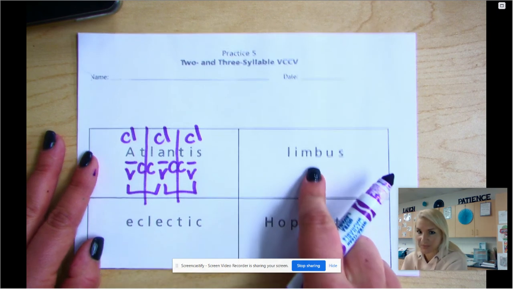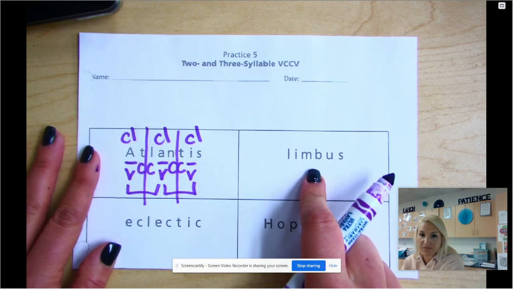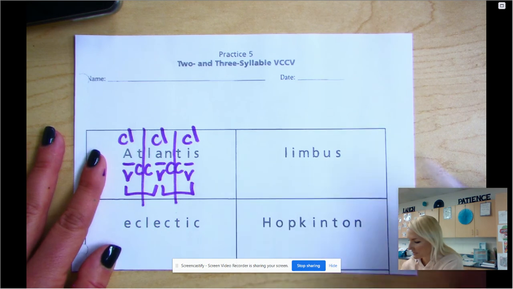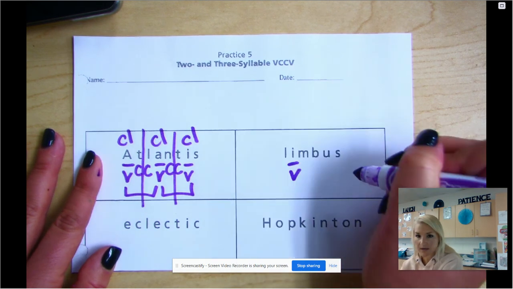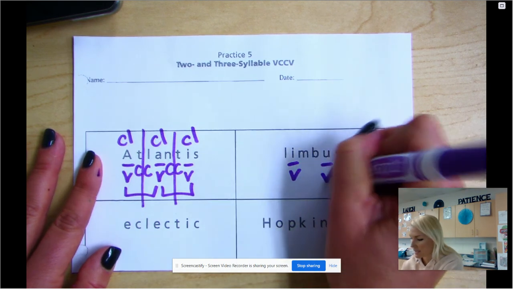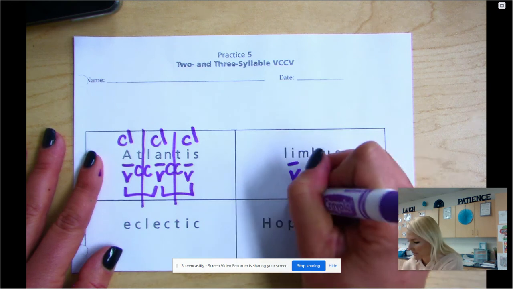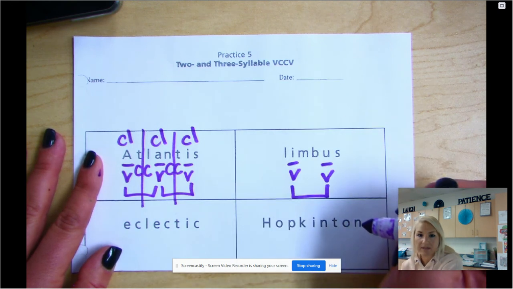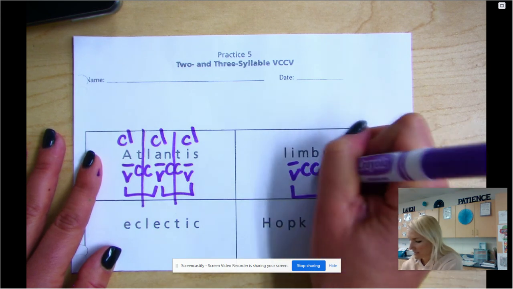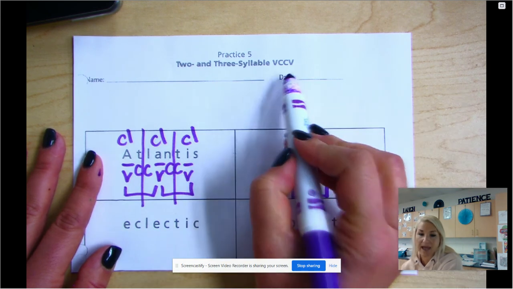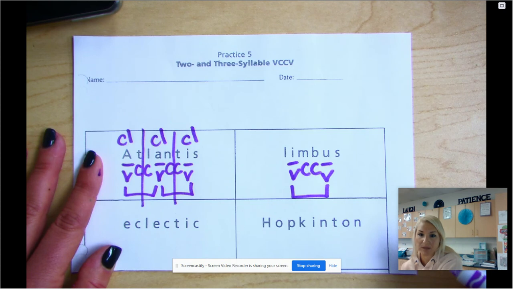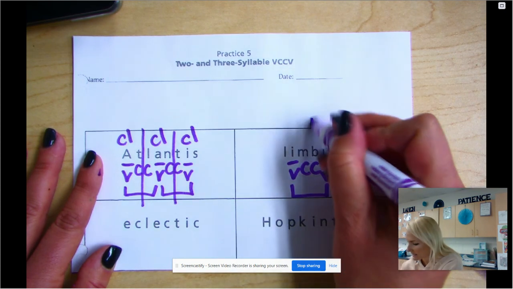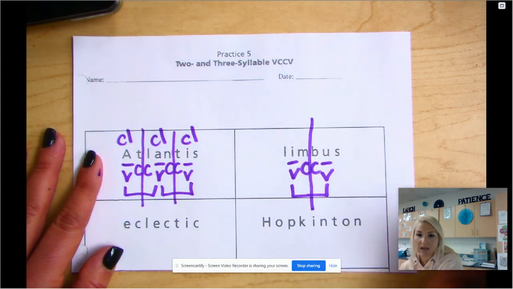Let's move on to number 2. I'm going to first find and label my vowels. My V here and my V here. I'm going to go ahead and draw the bridge. And then I'm going to label my consonants next, step 3. And because I have a VCCV pattern, I'm going to divide between my consonants. And now I'm going to indicate if they're open or closed. So I'm going to say them out loud, all syllables.